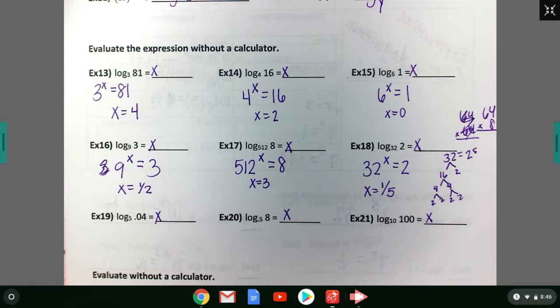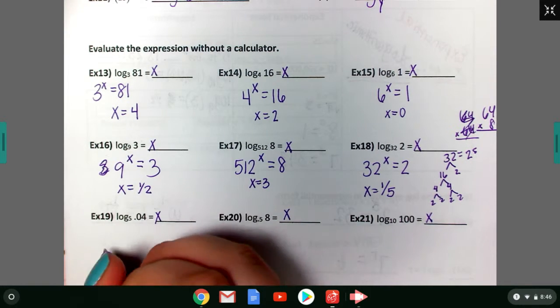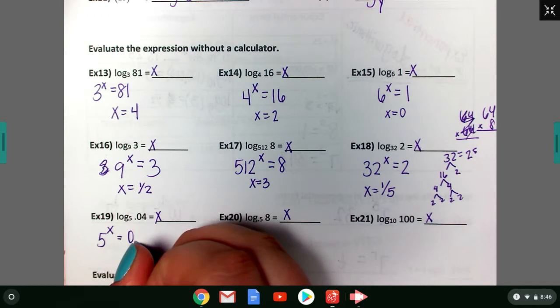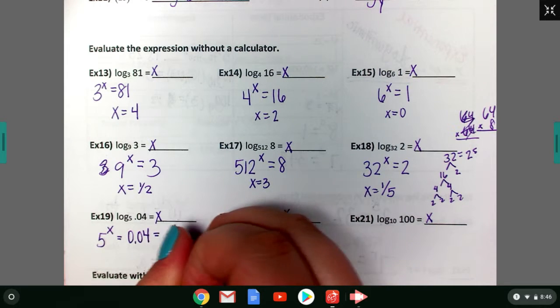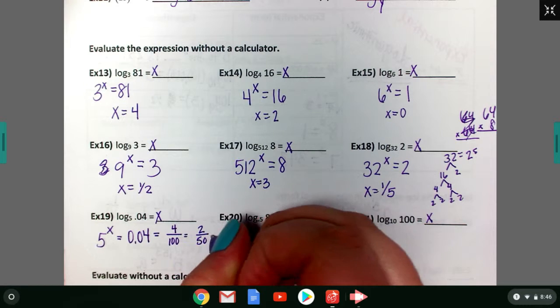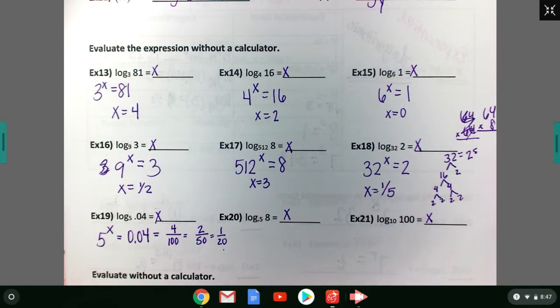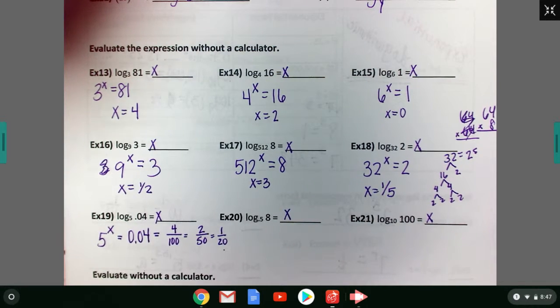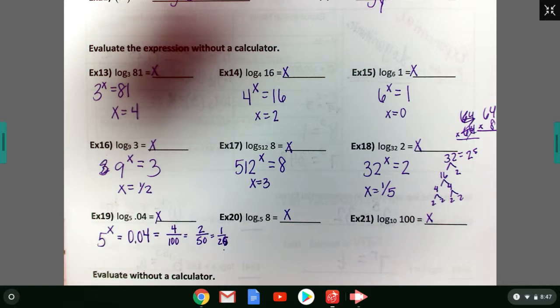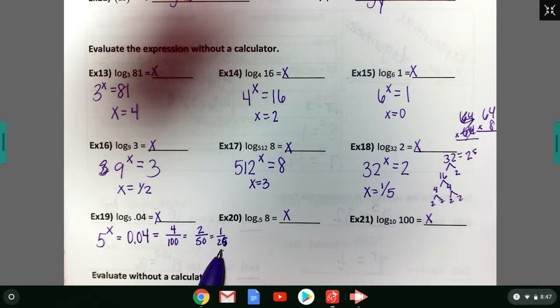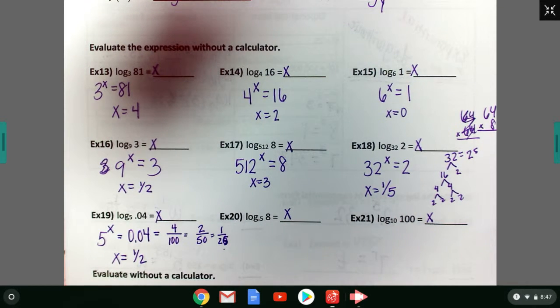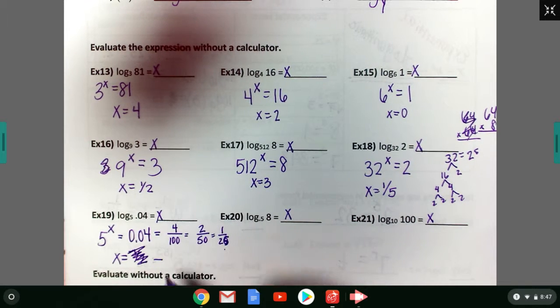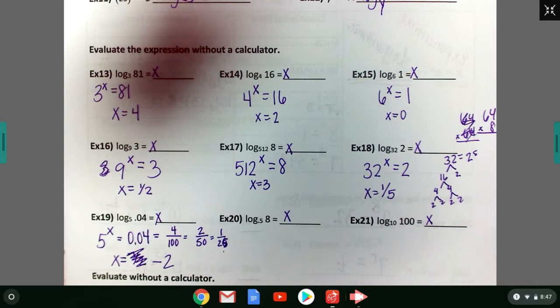Next one, log base 5 of 0.04. So 5 to the x equals 0.04. That's 4/100ths, which is 2/50ths, which is 1/25th. 5 to the what equals 1/25th? Whoops, 5 to the 1/2 would have been the square root of 5. We need a negative, sorry, I had to go back and think about that. We want it to be negative, so it'll go on the bottom, and then a 2 to make a 25. So x equals negative 2.